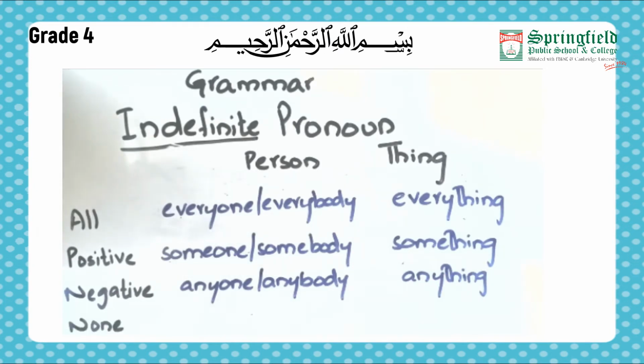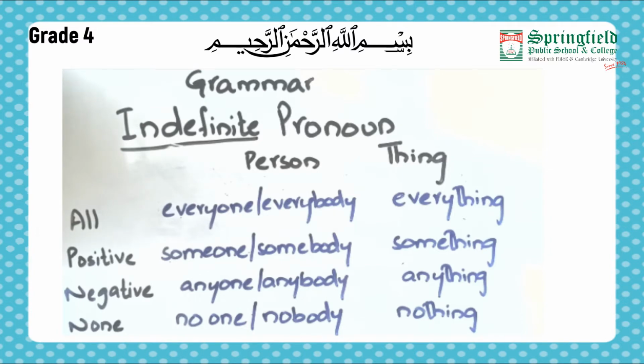Now the last type, that is none. For this type, when referring to a person, we are going to use no one, like no one volunteered, or nobody came for help. And for thing, nothing. Nothing was present in the closet. So students, these are basically the 4 main types of indefinite pronouns.